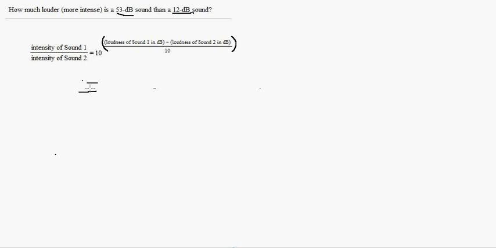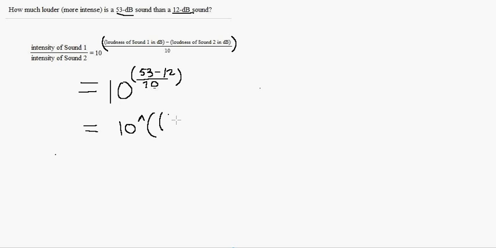So here let's look at how it looks. It would be 10 to the power of 53 minus 12 divided by 10. And if you have a TI-83 or more TI calculators, you can just type in all of this in one line like this: 10 to the caret sign. This caret sign means exponent.